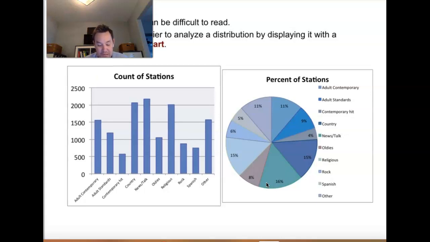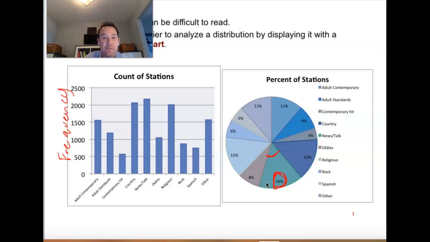So frequency tables can still be difficult to read, and sometimes it's easier to analyze a distribution by displaying it with a bar graph or a pie chart. So again, I would take points off on the test. This should be labeled frequency. You can also use a pie chart. In the pie chart, the angle of the slice of pie is proportional to the size or the percentage that category takes up of the whole.